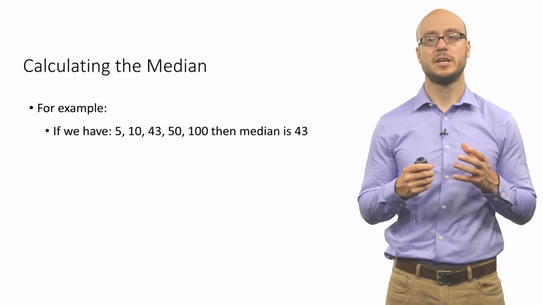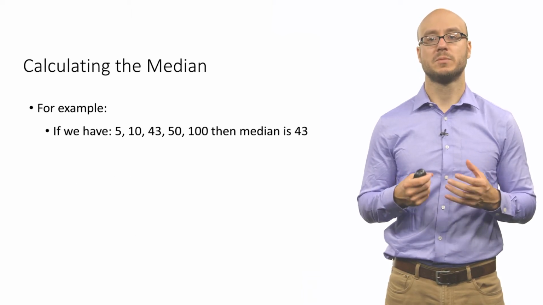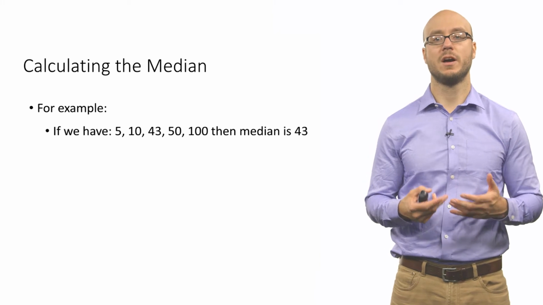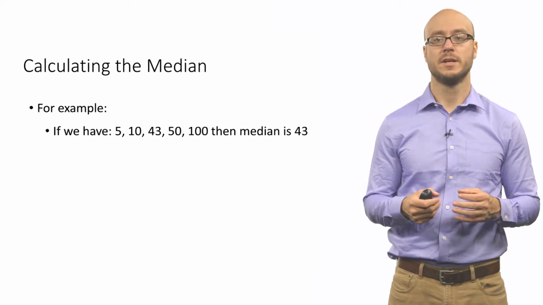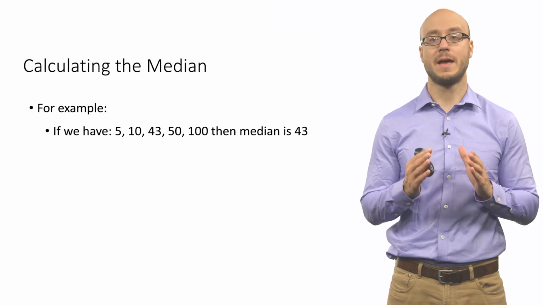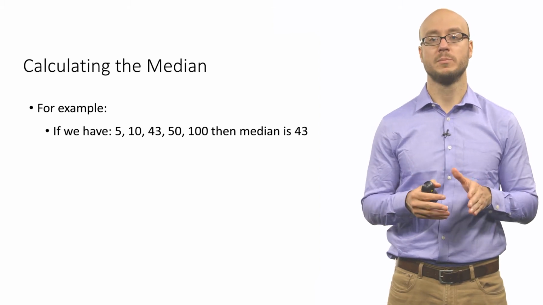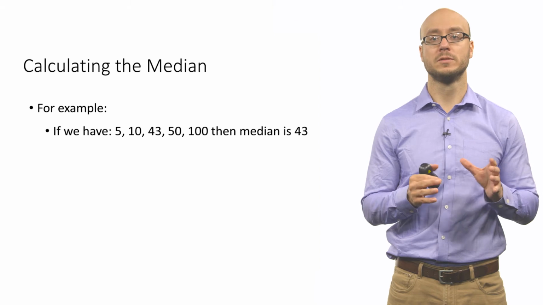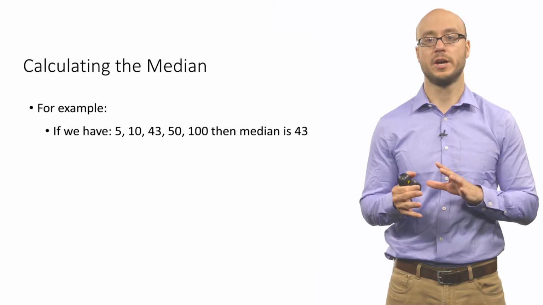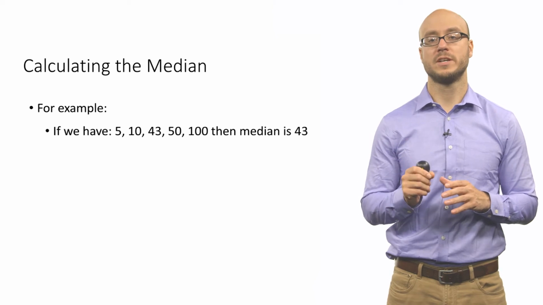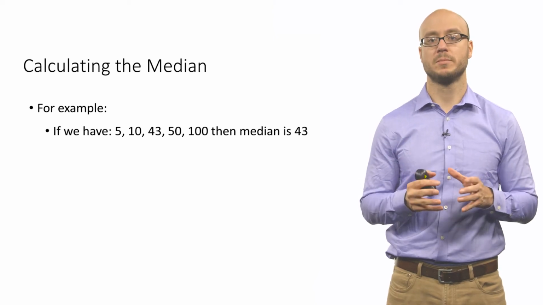So here's an example. Suppose you have a set of observations of 5, 10, 43, 50, and 100. Then the median is simply that middle number, 43, because there are two observations below, 5 and 10, and two observations higher, 50 and 100. So in an odd number of observations, the median is the middle number.